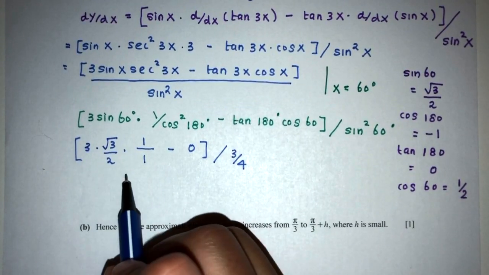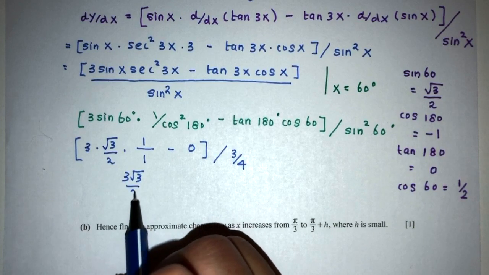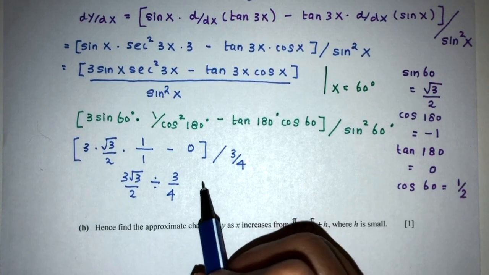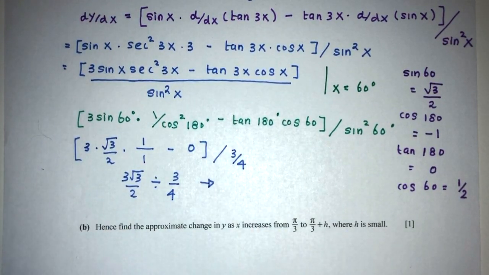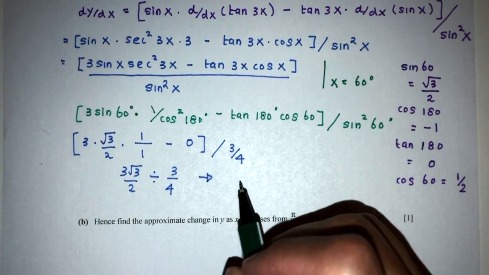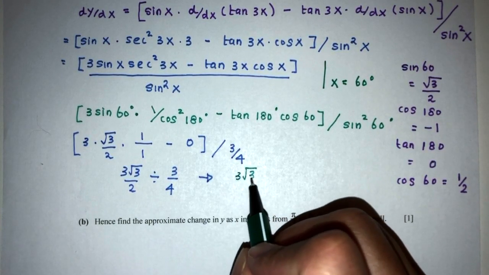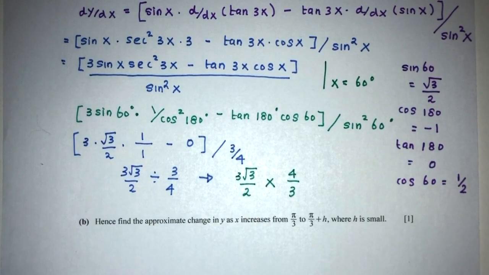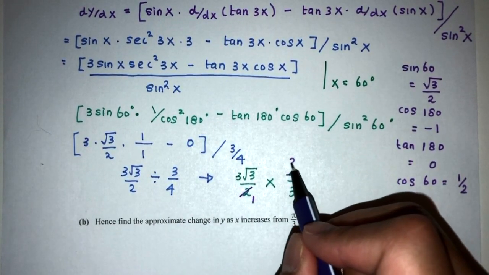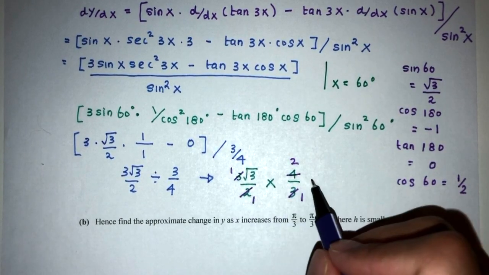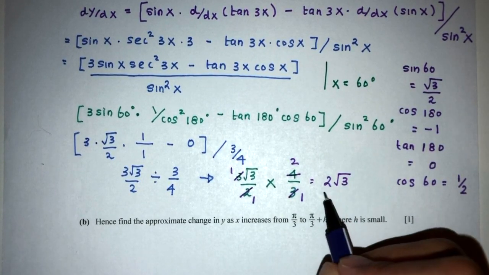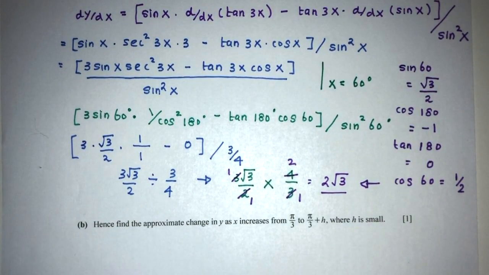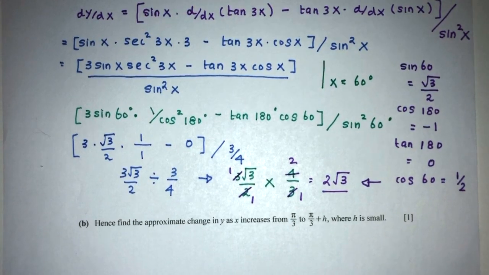So that will give you 3 root 3 over 2 divided by 3 over 4. As you guys know, whenever you have divide, you can change the sign to multiply. We just have to flip the other side upside down. That will be this over 2, change that to multiply, then flip this upside down. That will be 1, 2, 1, and 1. That will be 2 root 3 will be your exact value of dy by dx when x equal to pi by 3. That is your part 1 of the question number 4.